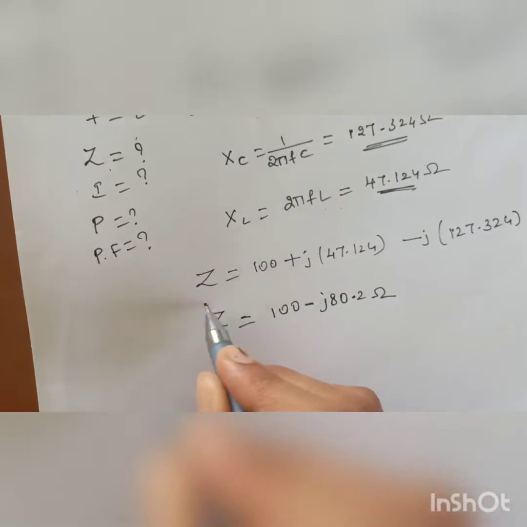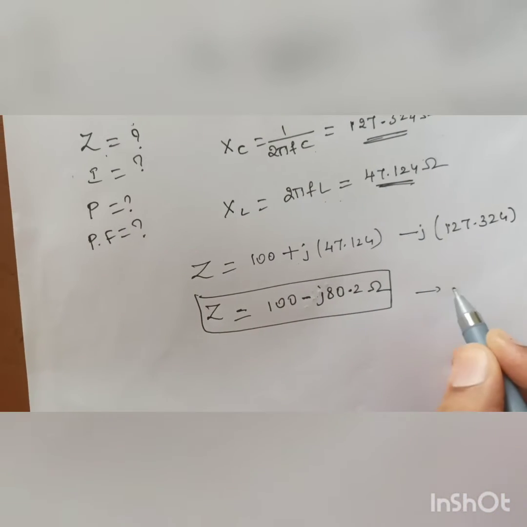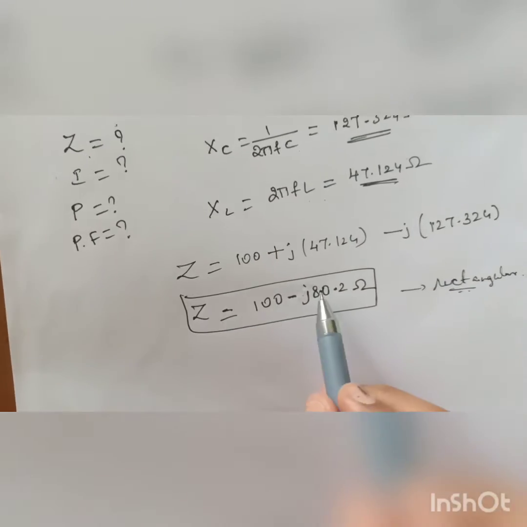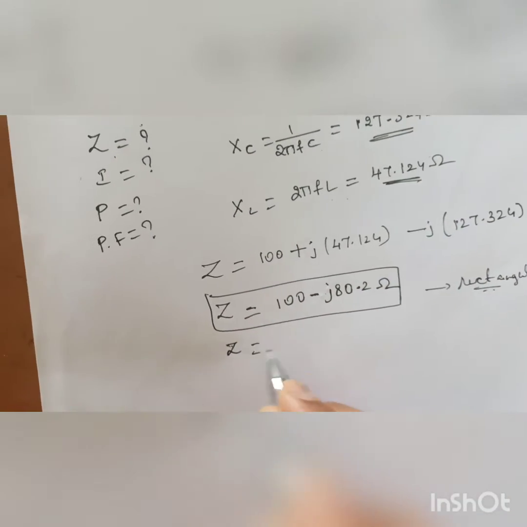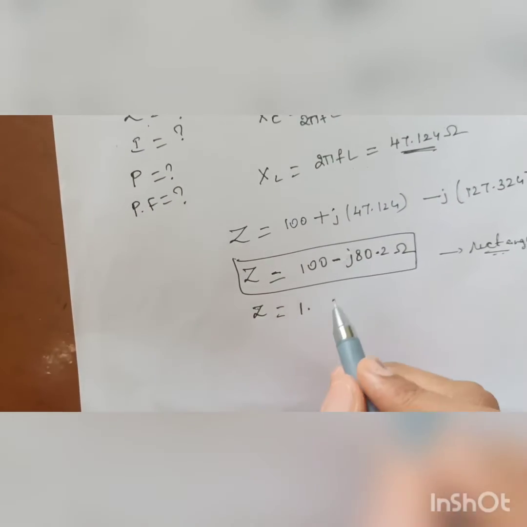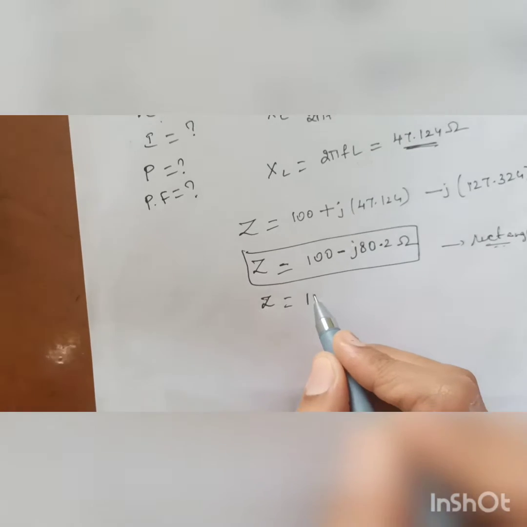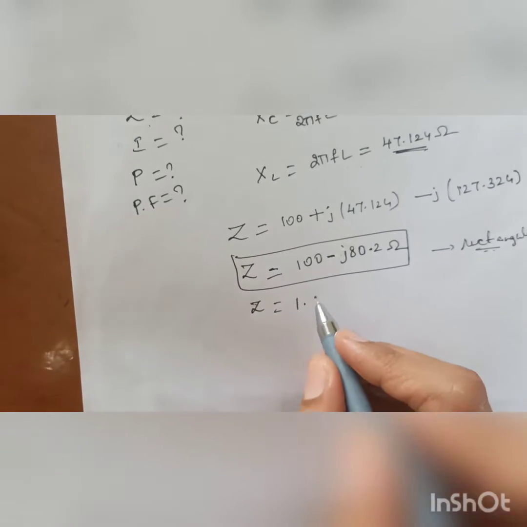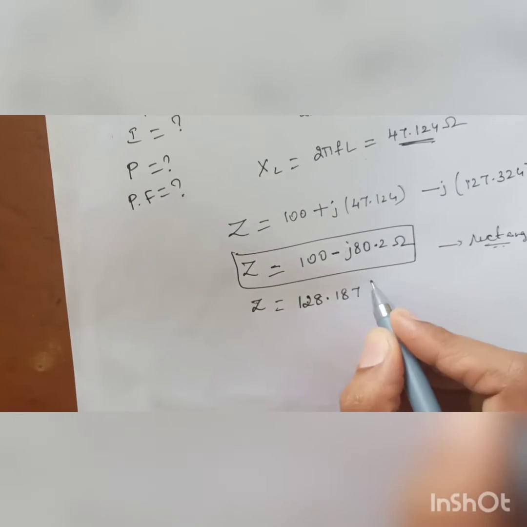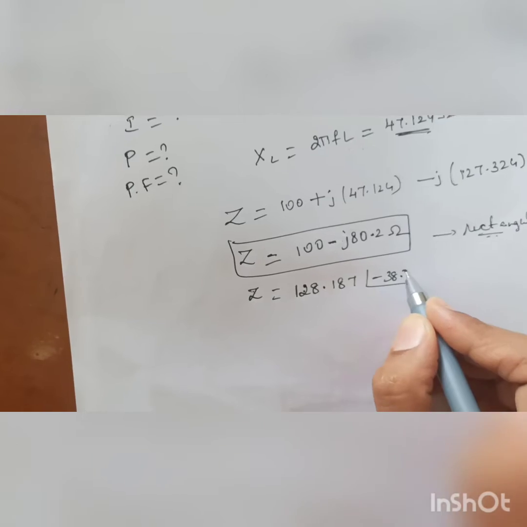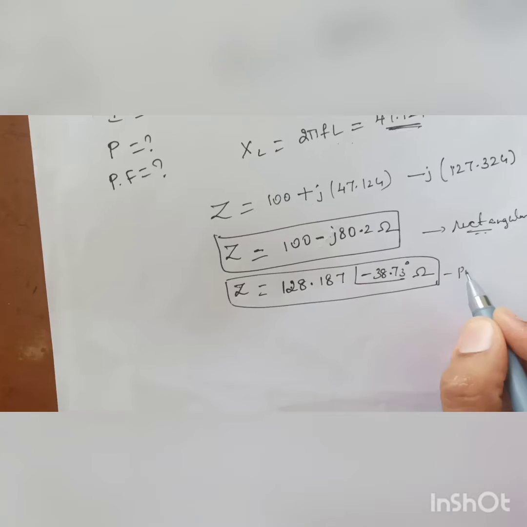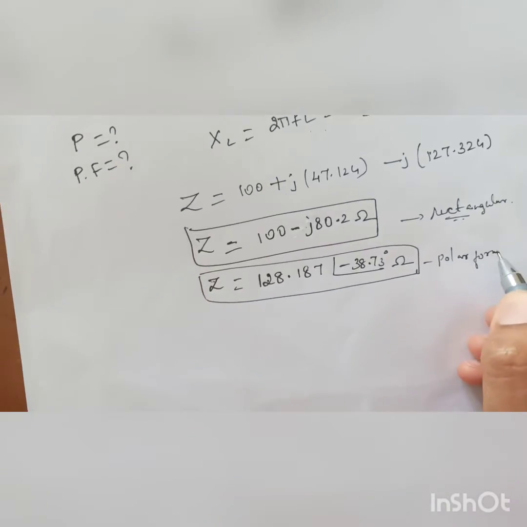So this value is in rectangular format. You have to represent it in polar format, and you all know how to convert rectangular to polar format. If you calculate using a calculator, the polar format of the Z value is 128.18 at an angle of minus 38.73 degrees ohm. This is the polar form of the impedance.